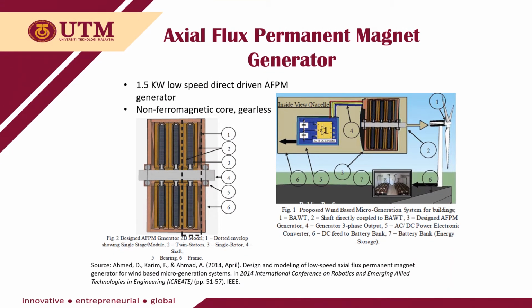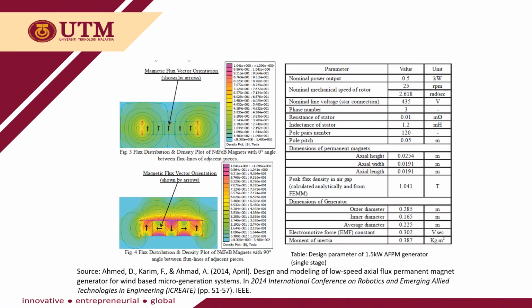For this axial flux permanent magnet generator, it can produce up to 1.5 kilowatt of power, and it is a low-speed direct driven generator too. It also made up from non-ferromagnetic core, which is gearless. Moreover, we also can see the magnetic flux here between the stator and rotor, with the peak flux density at 1.041 Tesla, and the EMF output is 0.302 volt.